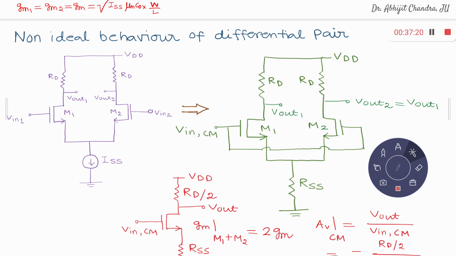So first of all, say this current source is not an ideal current source. If it is an ideal current source, then the resistance from here to ground is infinite, right? But if it is not ideal, then obviously you have to incorporate some resistance RSS corresponding to this ISS, which is large enough, but still you have to incorporate something over there. Now, once you do that, then if you perform the common mode analysis, what happens?